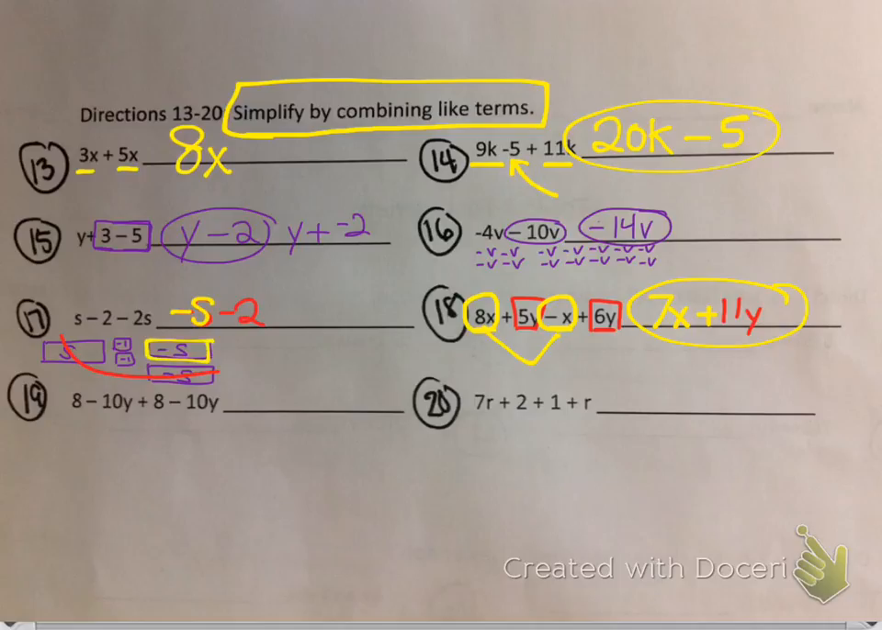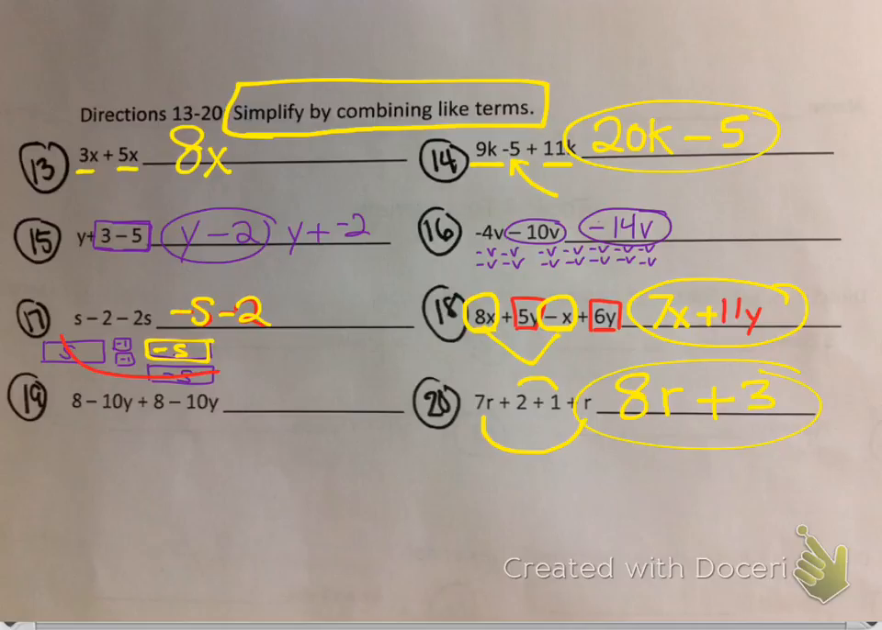-s minus, not 1, but 2. Sweet. 2 more to go. I know you can do this one. 7r plus 1r is 8r. 2 plus 1 is 3. Piece of cake.